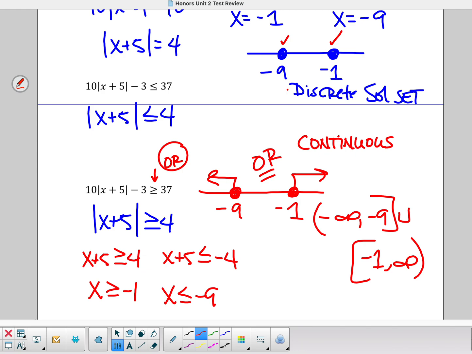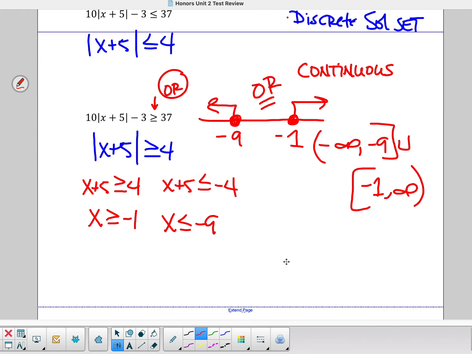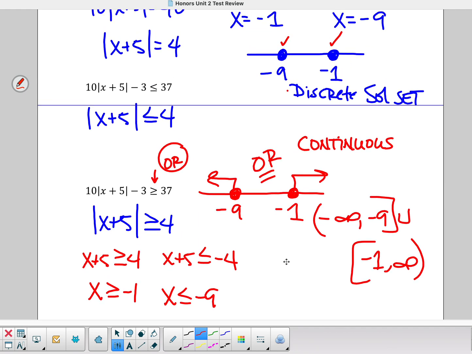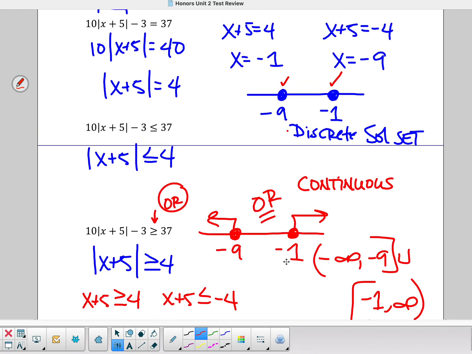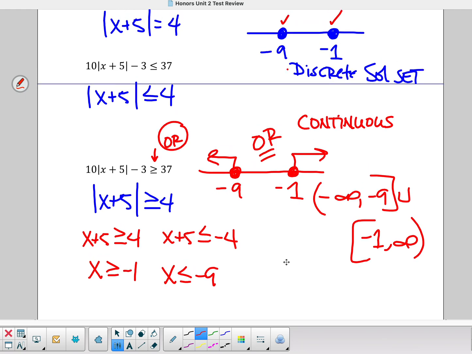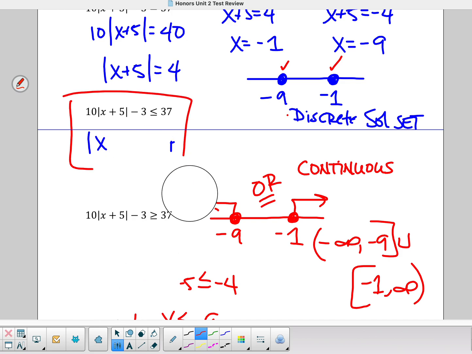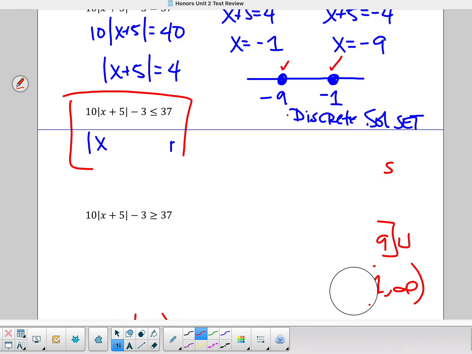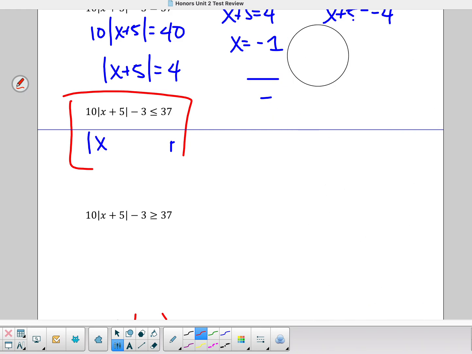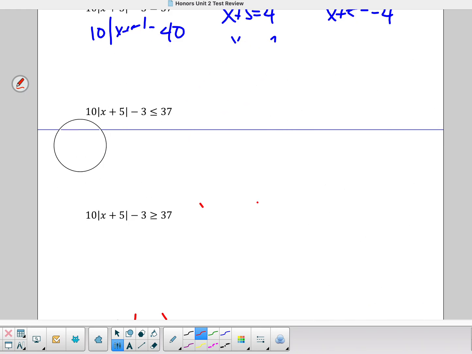And then the last type would be the and. Oh, I skipped over the and, I went straight for the or. Let me go ahead and erase a little bit and I'll solve the and. I'm going to clean up the board and do the and version now. So the and version would have the same boundary points.